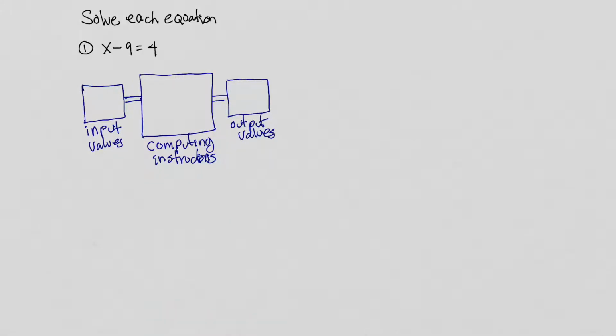Problem number 1. What we want to do here is solve this equation, x minus 9 equals 4, where x is some real number. So we're looking for this. What number would we use here to subtract 9 and get 4?